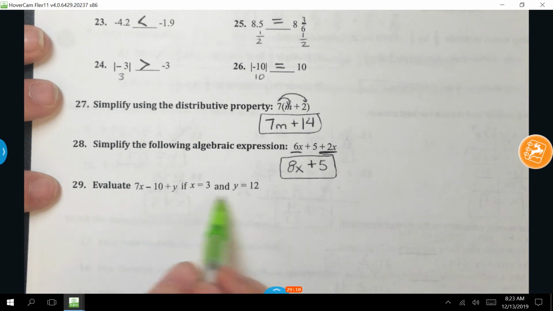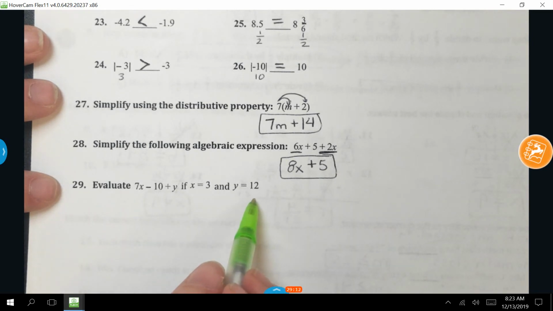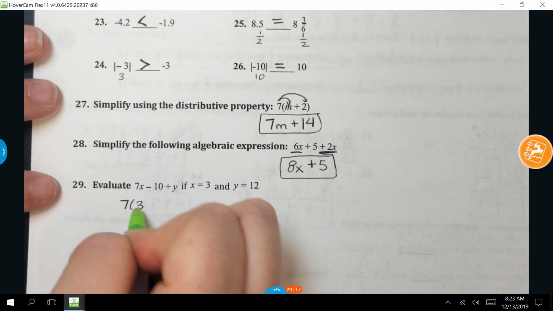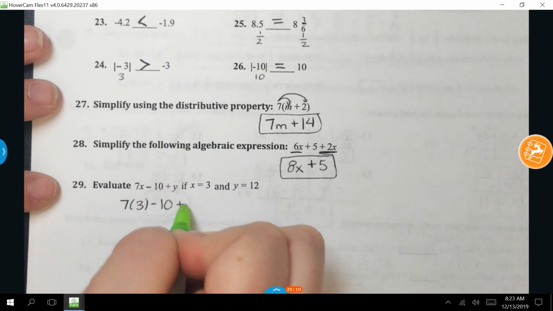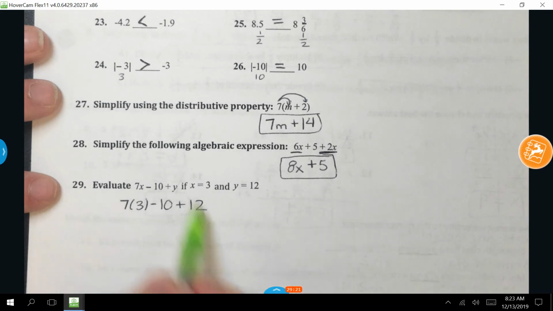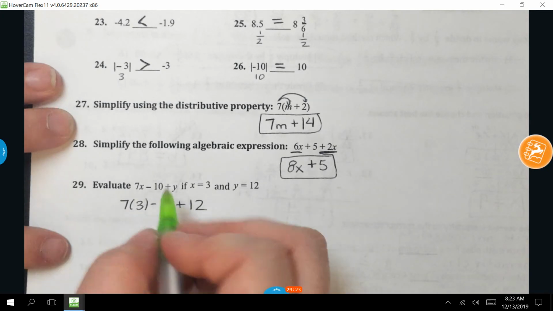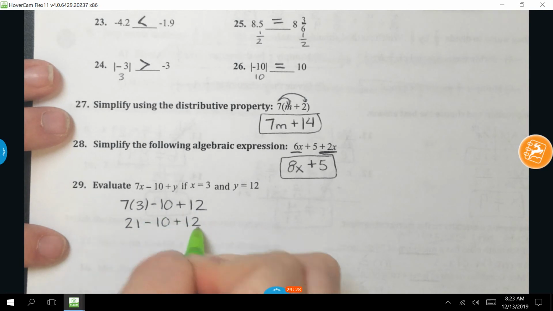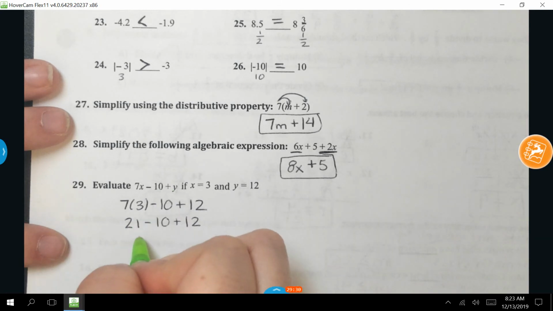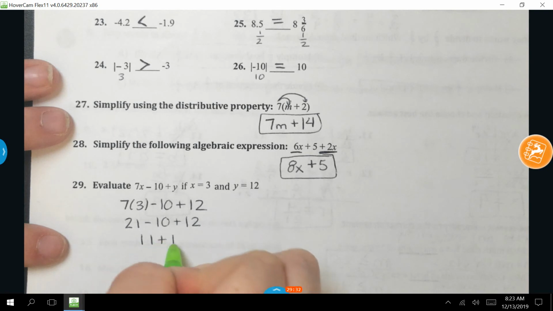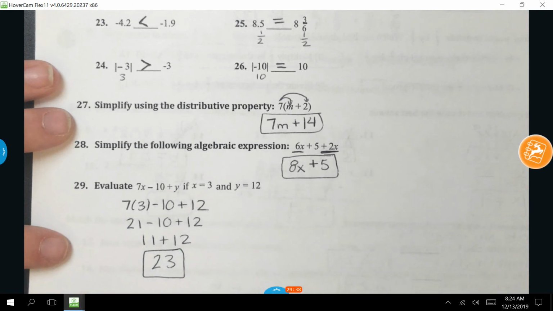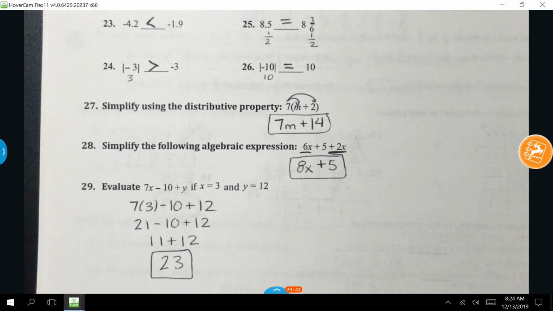Evaluate if x is 3 and y is 12. I did 7 times 3 minus 2 times 12. Okay, pause there. So all he's done is he changed the letters to the numbers, and then when you work that out, what did you get? 23. Perfect job. Okay. Are there any questions about these problems?